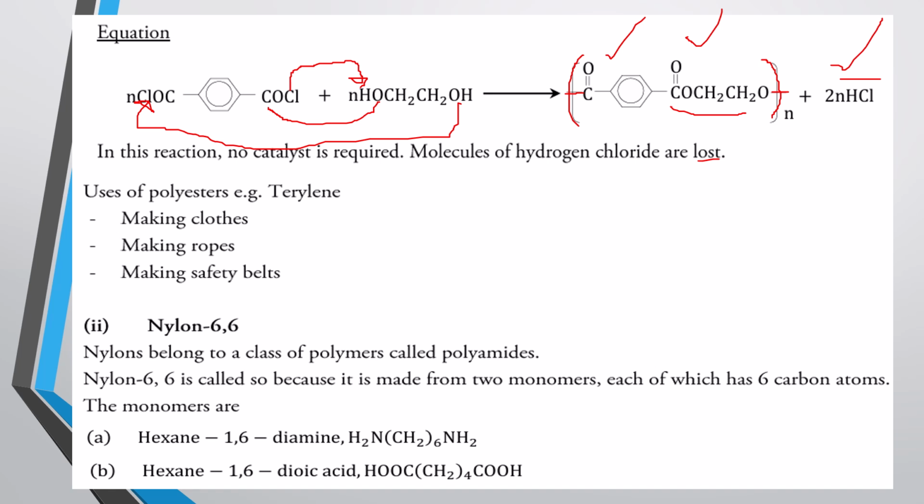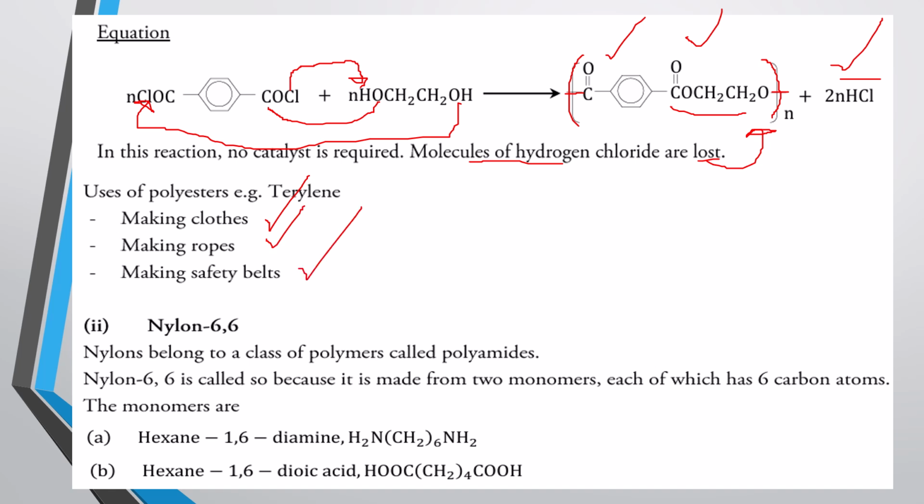So you're saying that in this reaction, no catalyst is required, and therefore molecules of hydrogen chloride are going to be lost. So since we lose molecules of hydrogen chloride, the formation of this polymer qualifies to be under the process of condensation polymerization. So this polyester, which is also called terylene, we can use it in making clothes, making ropes, and also in making safety belts.